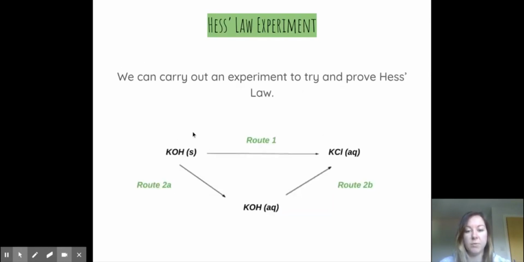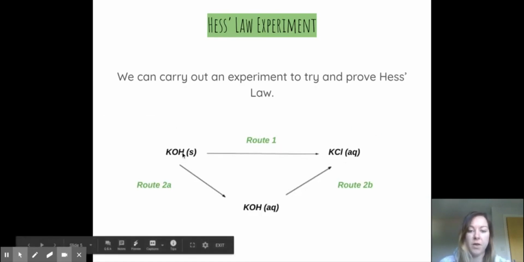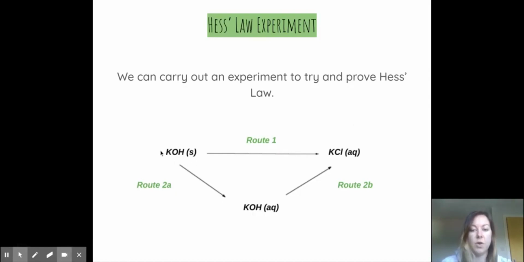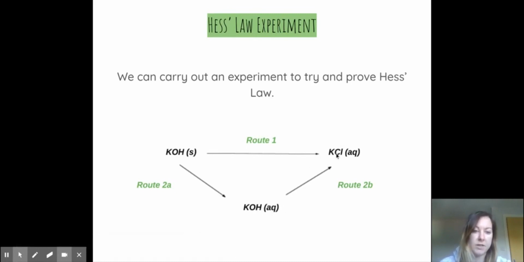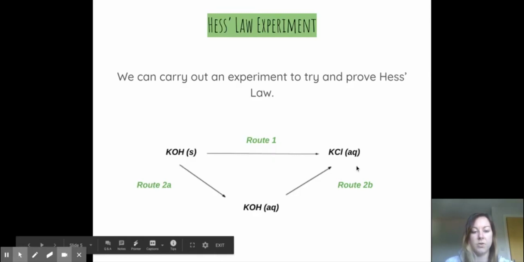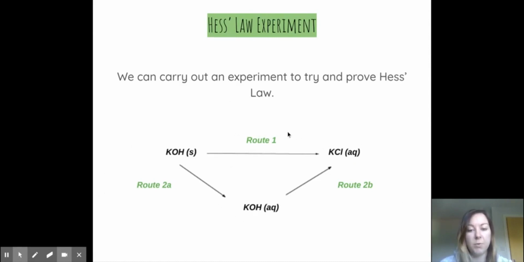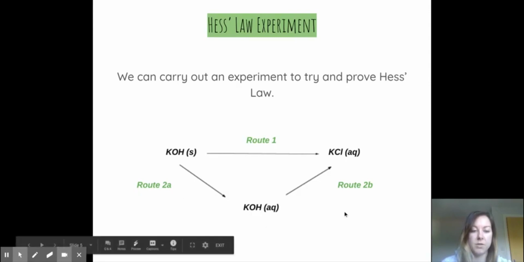So here's our reaction here. We've got some potassium hydroxide going to potassium chloride. So that's route 1. Route 2, what we're going to do is dissolve the solid potassium hydroxide in some water first to make it aqueous, and then turn it into potassium chloride. So that's the difference between route 1, but route 2A is dissolving it in water, and then 2B. Hopefully, if this experiment works, which it normally does, to be fair, when we do it in class, the route 1 value will be equal to route 2A plus route 2B.